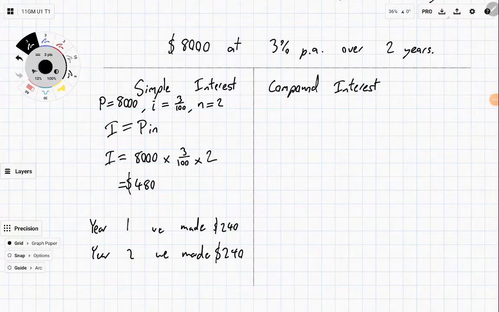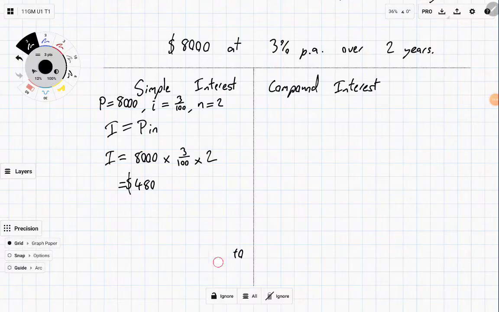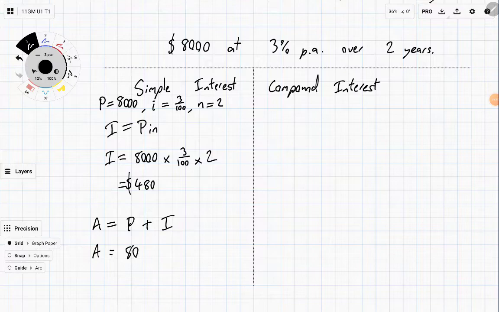Alrighty. But that's not the amount in the account. That's just the interest. So the amount in the account is equal to P plus I. And so the total amount we made was $8,000 plus the $480 of interest, $8,480.